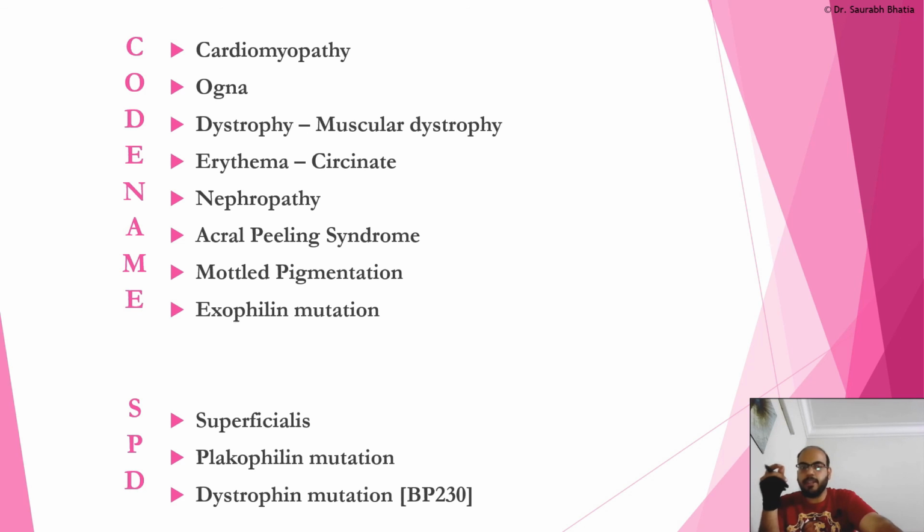C for cardiomyopathy, O for Ogna, D for dystrophy, muscular dystrophy, E for erythema, N for nephropathy, A for acral peeling syndrome, M for mottled pigmentation, E for exophilin mutation. In SPD, S for superficialis, P for plakophilin mutation, D for dystrophin mutation, BP230. Clear? So just take a screenshot of this slide and you can easily remember the names and just say 2 to 3 points of each subtype and you can master the group 4 of EB Simplex.